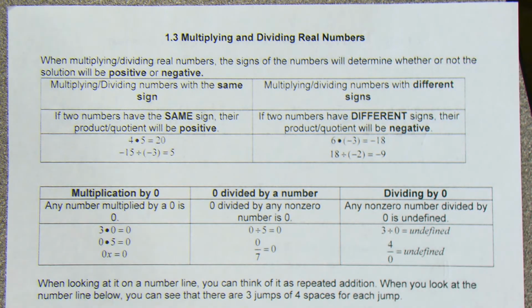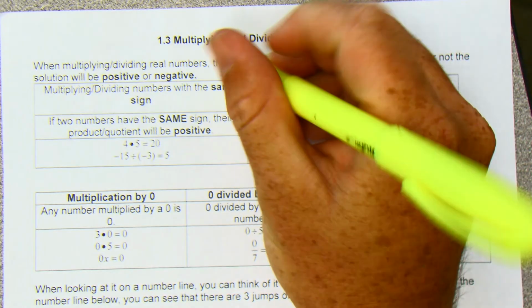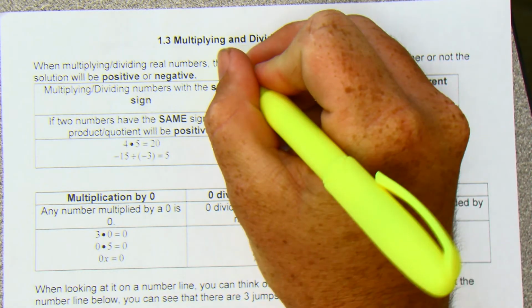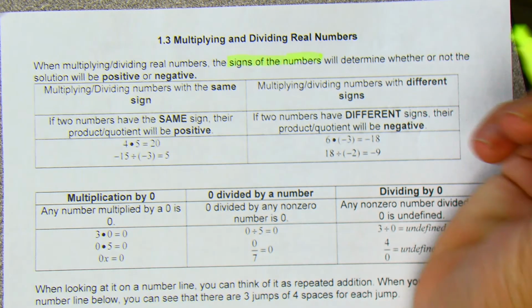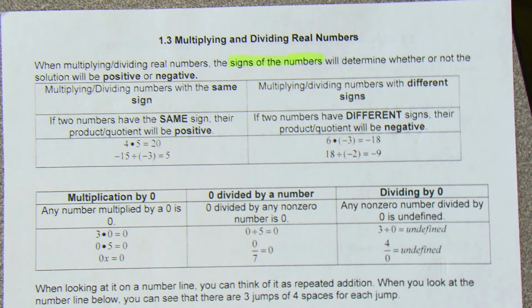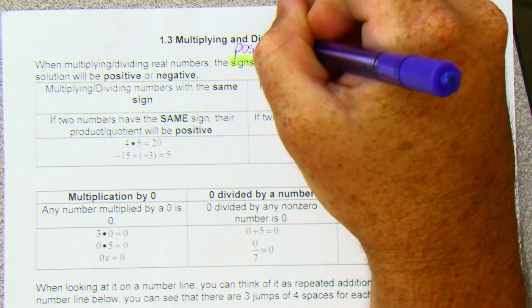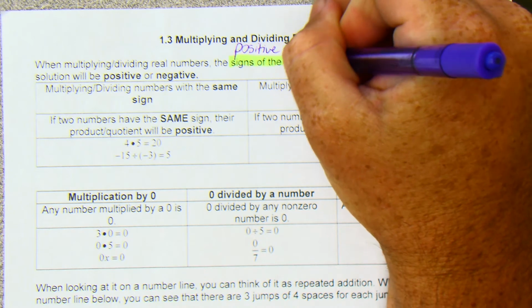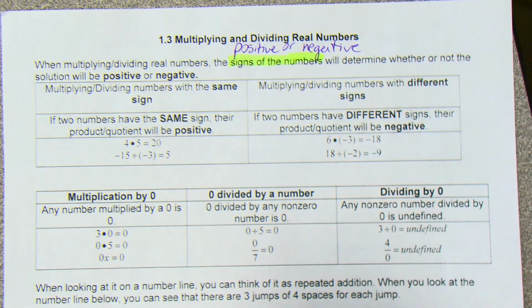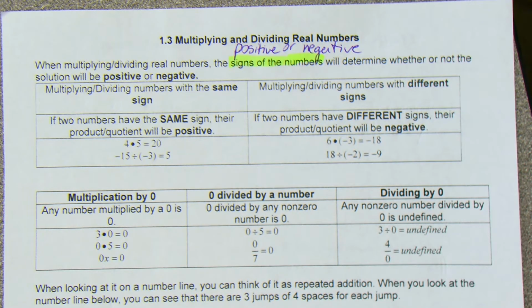Okay, so we have some rules at the top here that we're going to go over quickly. It says when multiplying or dividing real numbers, the signs of the numbers will determine whether or not the solution will be positive or negative. So we're going to talk about the signs of the numbers. And when I say signs of the numbers, that means whether they're positive or negative. So I'm going to write that above it just so we know. I'm going to write positive or negative.